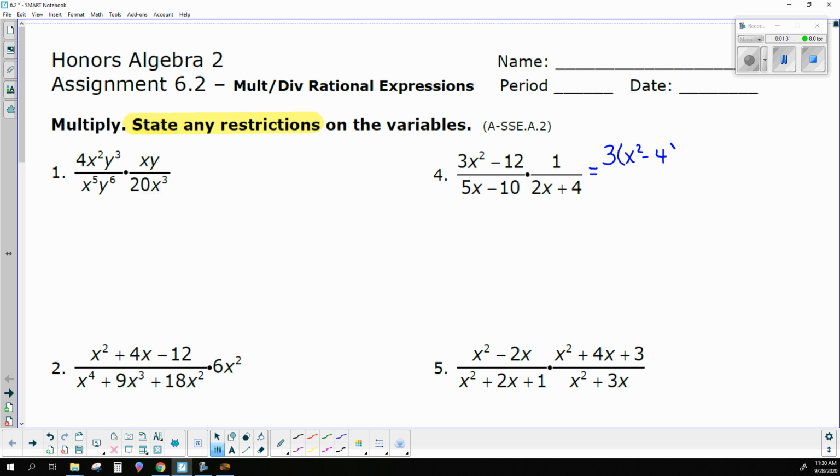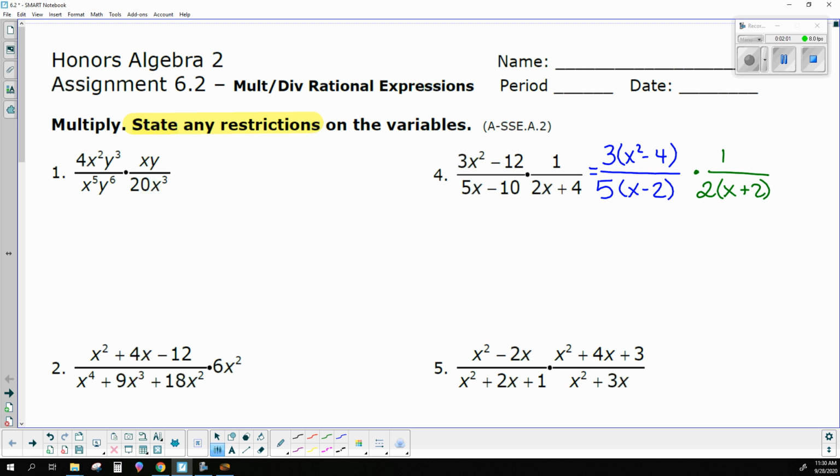Now, before I go any farther, I would like to realize that x squared minus 4 will break down again. That is a difference of squares. We will come back to that in a moment. The denominator of that expression has a greatest common factor of 5, and x minus 2. The second expression has a numerator of 1, and the greatest common factor on the denominator is 2, x plus 2.